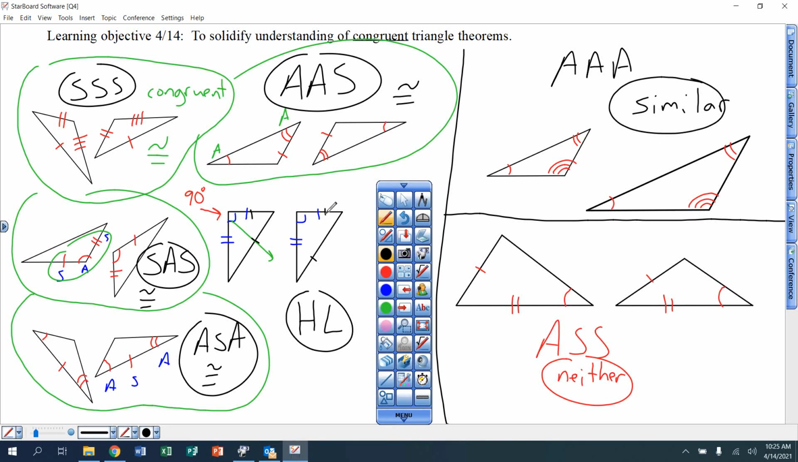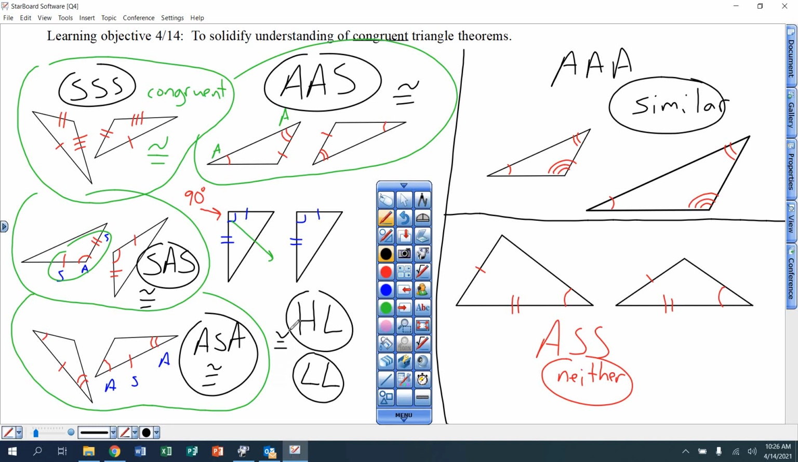But my top-notch students realize it doesn't just have to be for a right triangle, the hypotenuse and the leg. It could be any two legs. So technically, you could really call this LL if you want to. If you have a right triangle with a right angle and any two legs are equal, congruent.